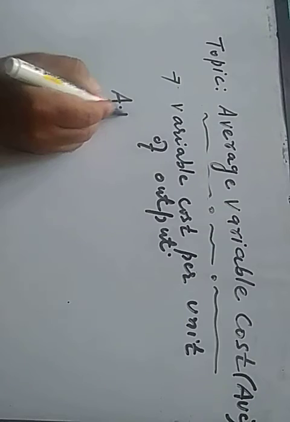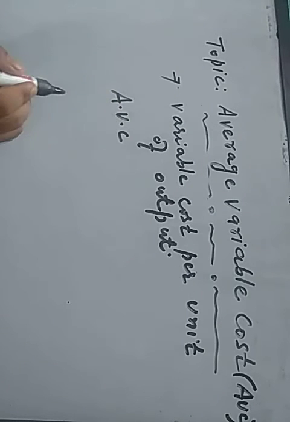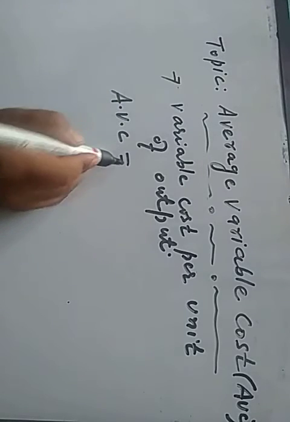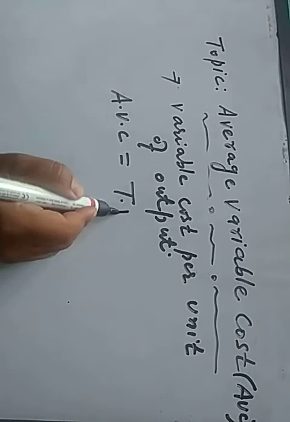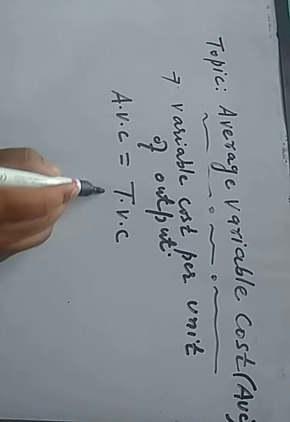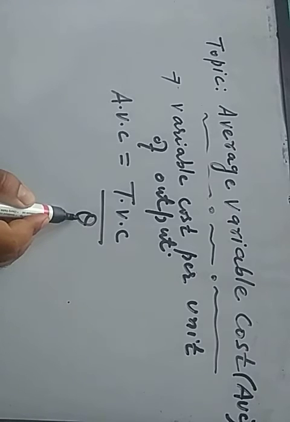Now, how to calculate average variable cost? It is calculated with the help of this formula. Average variable cost, AVC, equals total variable cost divided by level of output. Q is the level of output, or we can say different units, or different quantities of output produced.